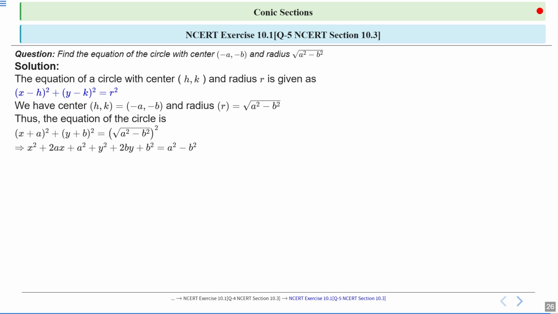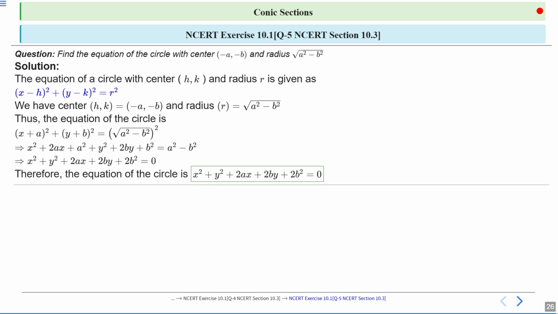It implies x square plus 2ax plus a square plus y square plus 2by plus b square equal to a square minus b square. Then simplifying, you will obtain x square plus y square plus 2ax plus 2by plus 2b square equal to 0. So therefore the equation of the circle is x square plus y square plus 2ax plus 2by plus 2b square equal to 0. So our answer will be x square plus y square plus 2ax plus 2by plus 2b square equal to 0. I hope it is clear to all of you.